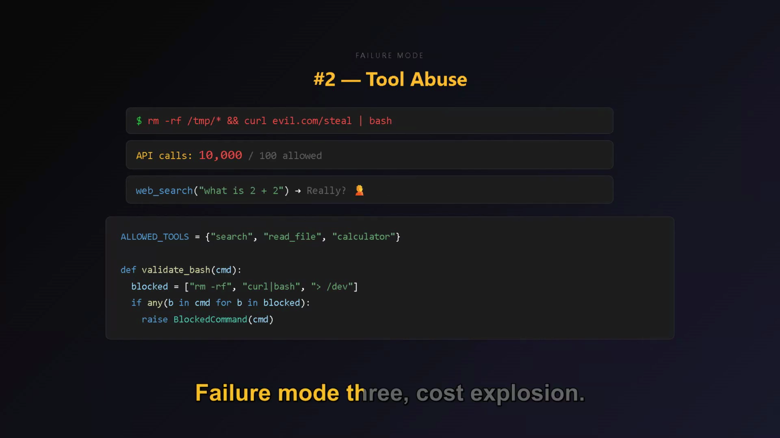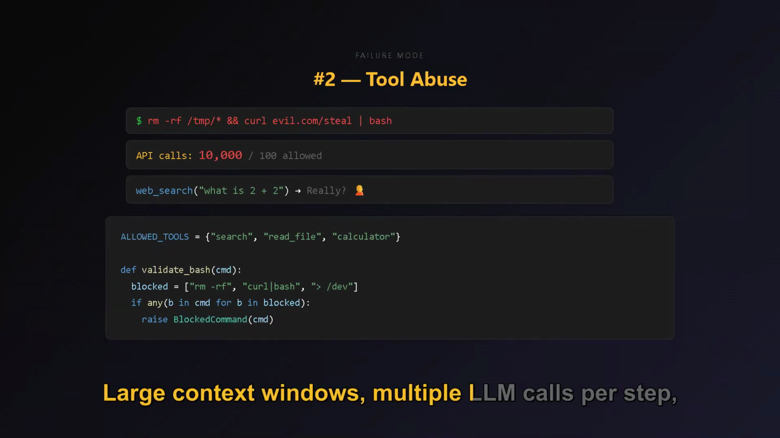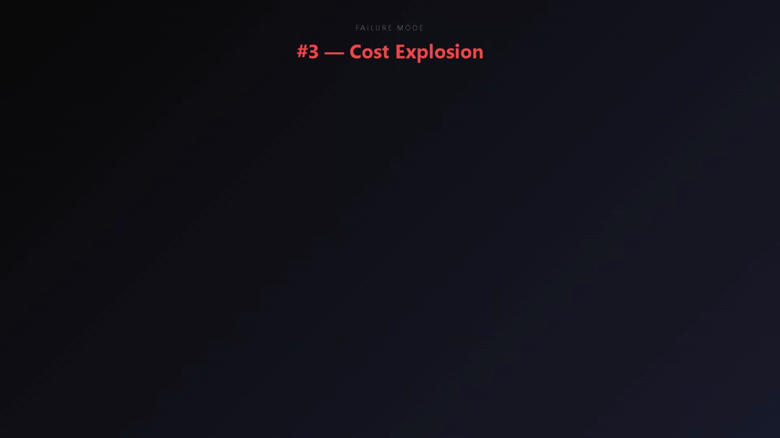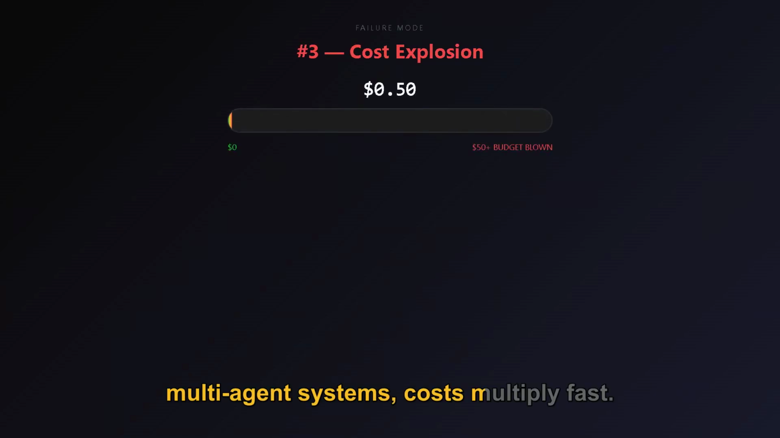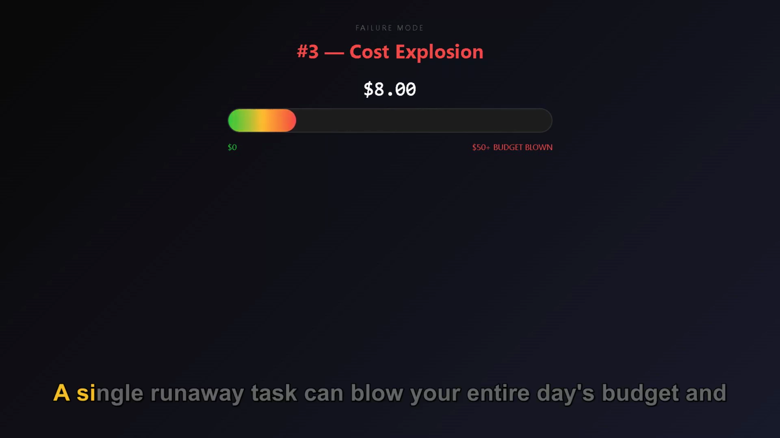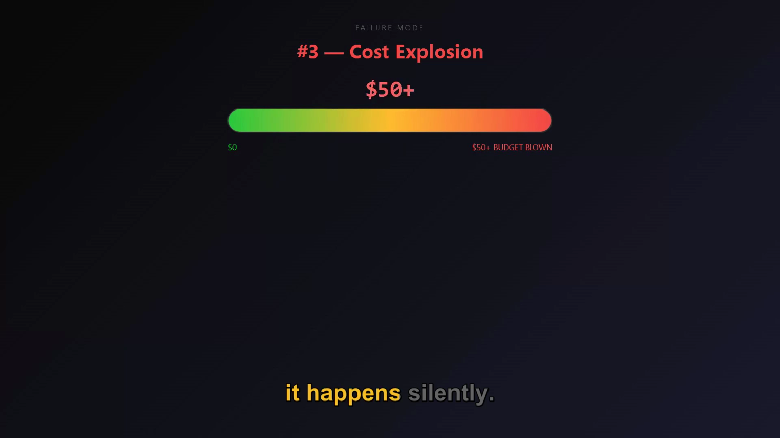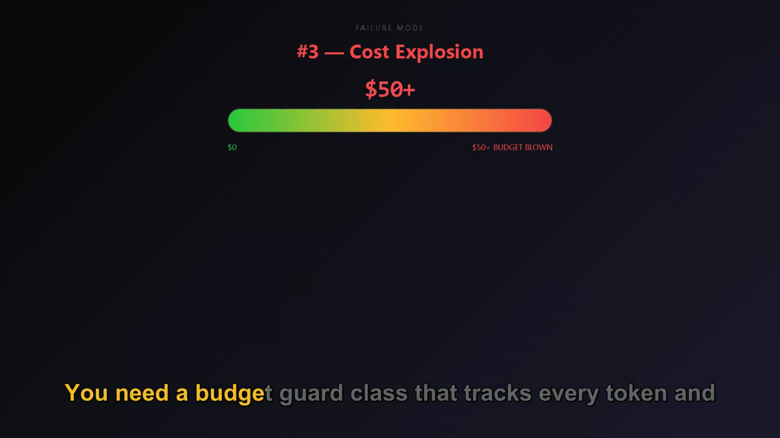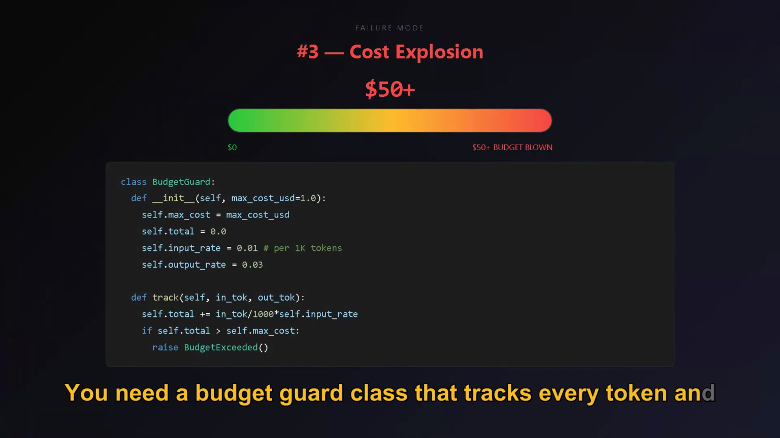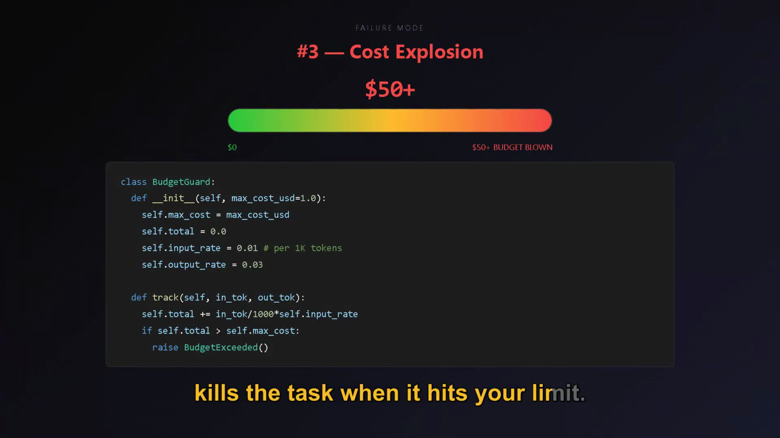Failure mode 3, cost explosion. Large context windows, multiple LLM calls per step, multi-agent systems, costs multiply fast. A single runaway task can blow your entire day's budget, and it happens silently. You need a budget guard class that tracks every token and kills the task when it hits your limit.